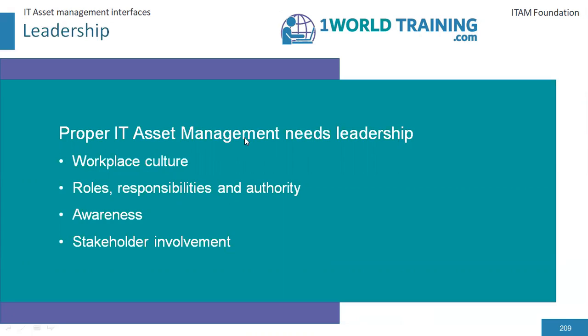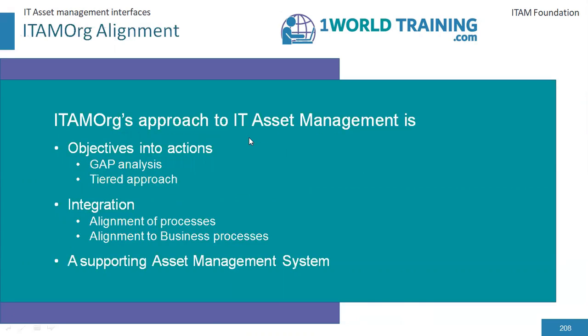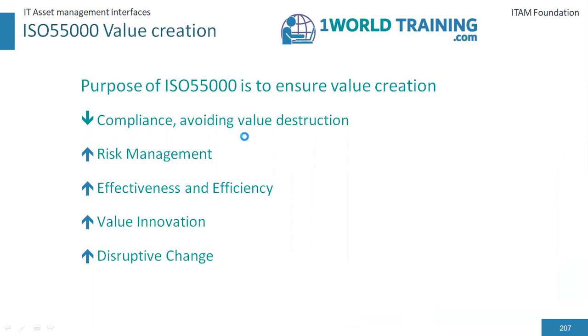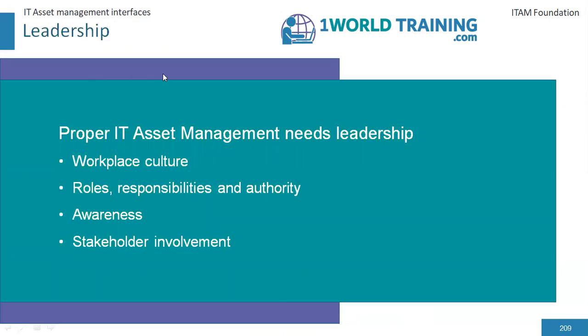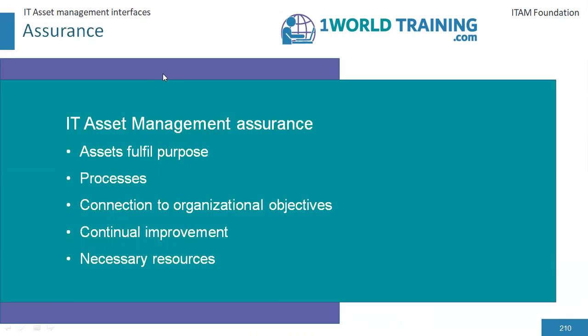Okay, so why are we discussing all this? We are saying that these are all the interfaces. Okay, these are all the interfaces for IT asset management. That is ISO 55000, then alignment, and then the leadership team. We need IT asset management to interface with all these things, leadership and assurance. So IT asset management assurance.